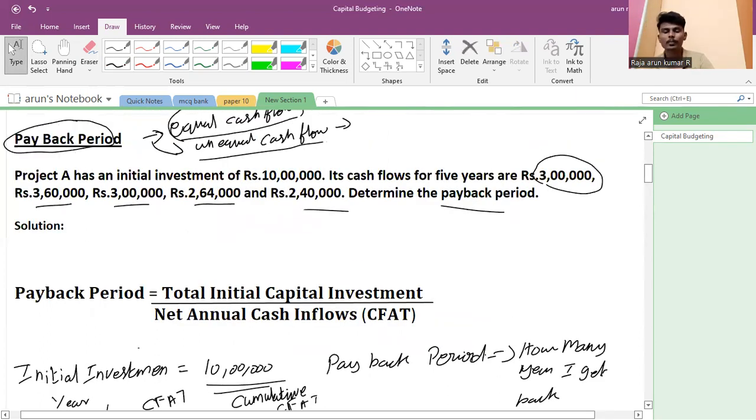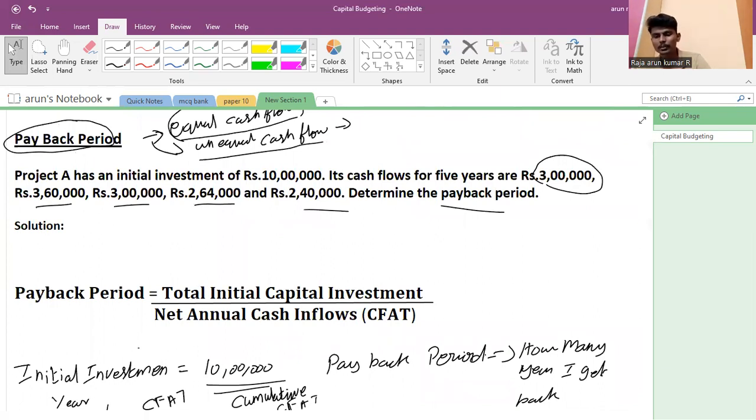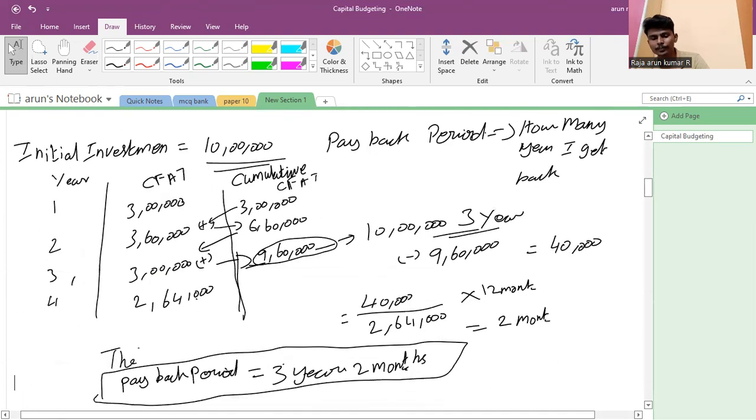What is given? The project has been initiated, and the initial investment is 10 lakh. The cash flow of the 5 years is unequal cash flow. Equal cash flow means they give 3 lakh, 3 lakh, 3 lakh, 3 lakh, 3 lakh. We add all of them.